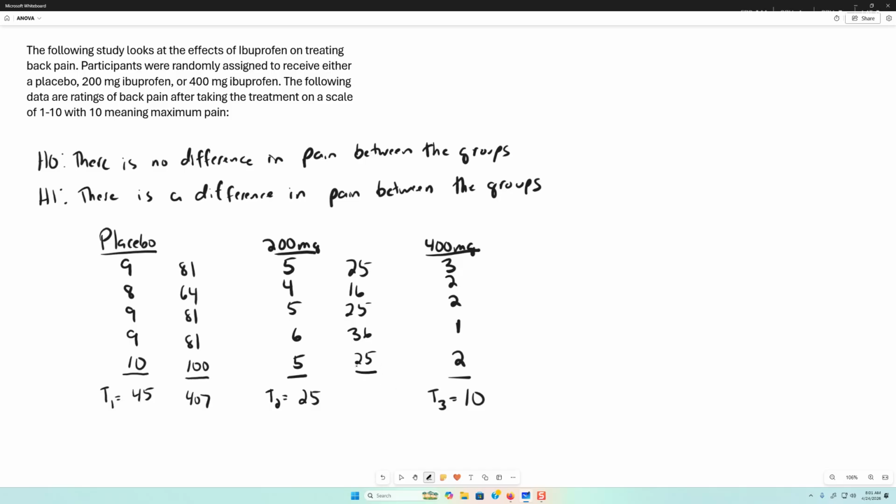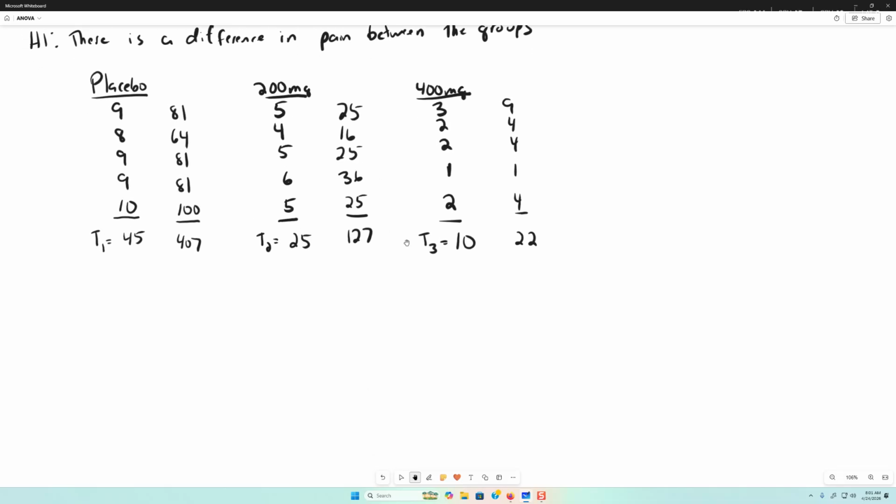Let me add this up. I get 127. And when we add this up, we get 22 for the squared. So I have the totals and I have the squared totals. So this is basically T1, this is T1 squared, T2, T2 squared, T3, T3 squared. There's not enough room here to write it in, but that's what it is.